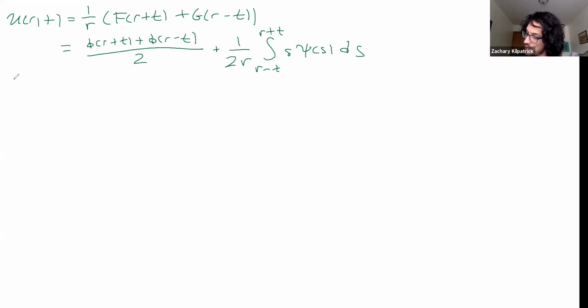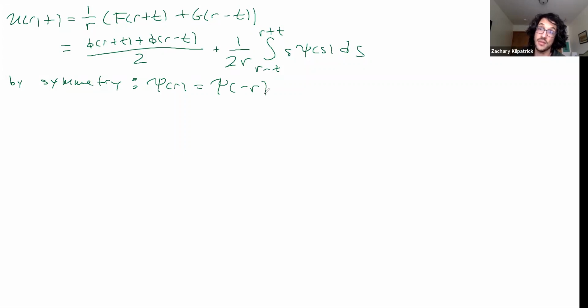And by symmetry, right, since r squared is just equal to the sum of squares x1 squared plus x2 squared plus x3 squared, right? Psi of r is equal to psi of minus r, okay? So that initial condition needs to be even symmetric in order to satisfy my assumption, okay?